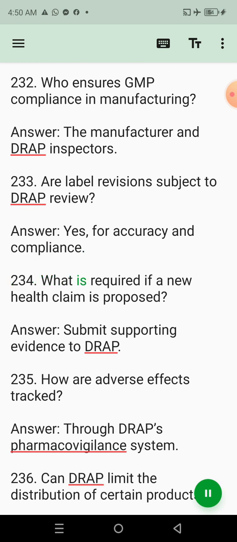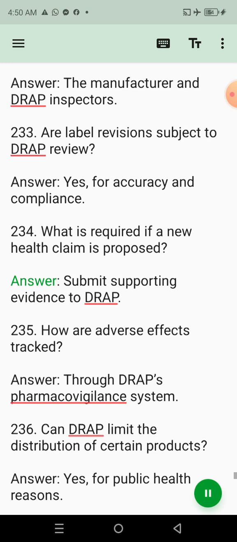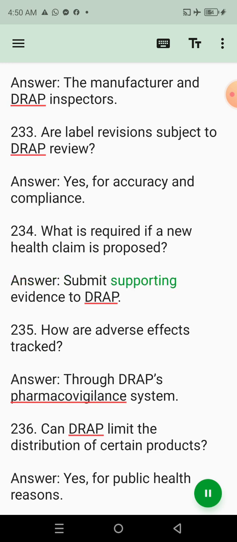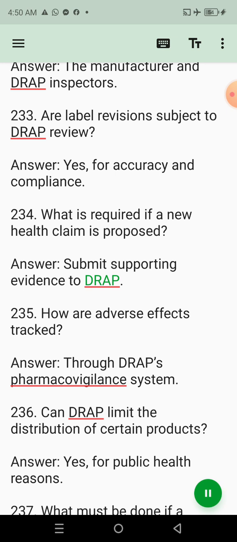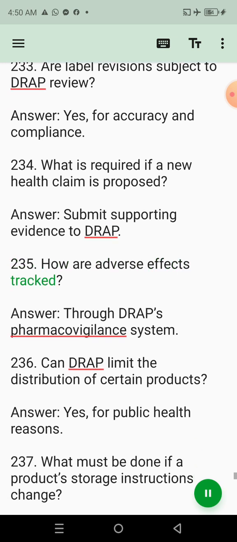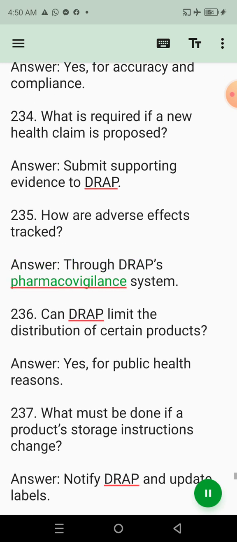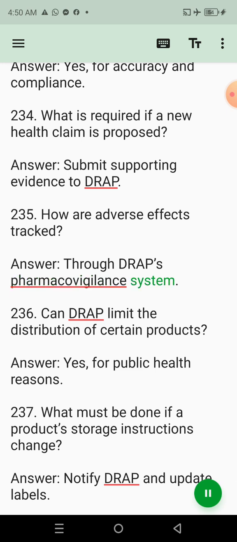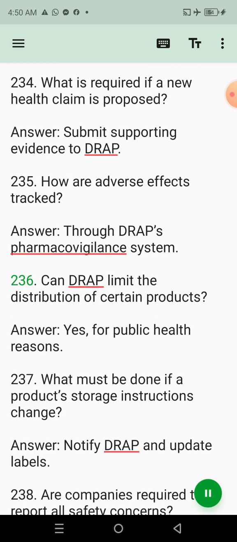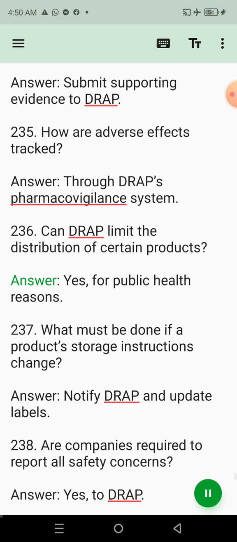234. What is required if a new health claim is proposed? Answer: submit supporting evidence to DRAP. 235. How are adverse effects tracked? Answer: through DRAP's pharmacovigilance system. 236. Can DRAP limit the distribution of certain products? Answer: yes, for public health reasons.